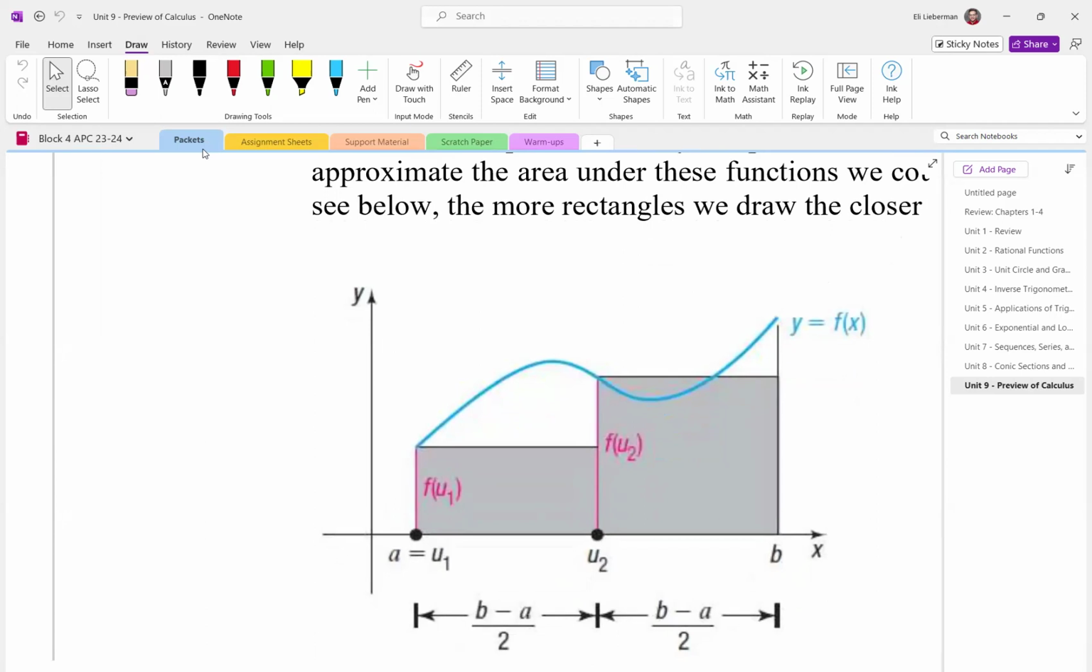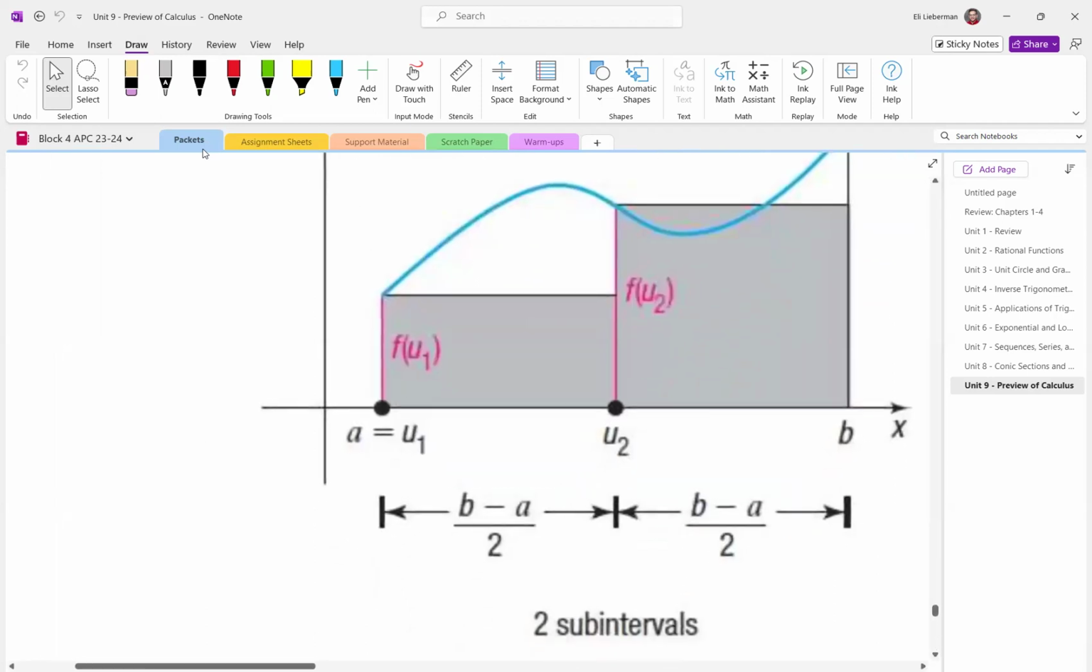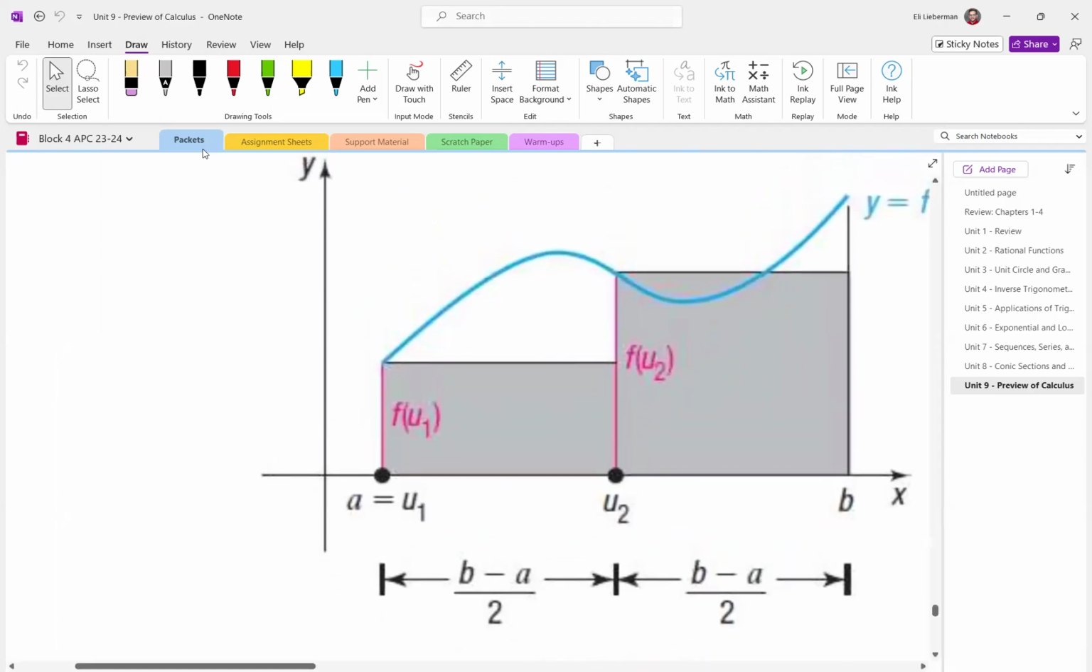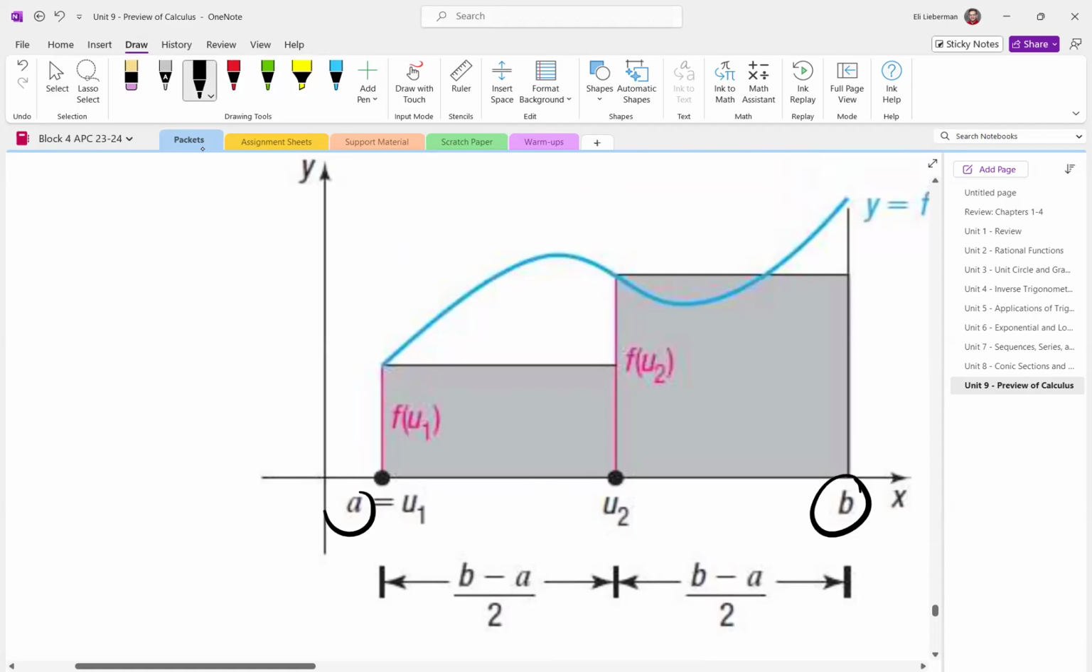Let's look at the base of the rectangle. Does this expression here make sense? B minus A over 2. B minus A comes from the fact that we're starting at A and going to B, so the full length is B minus A, and then this particular instance is being divided into two pieces.